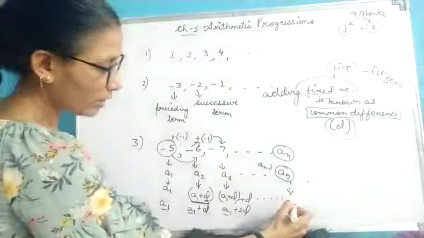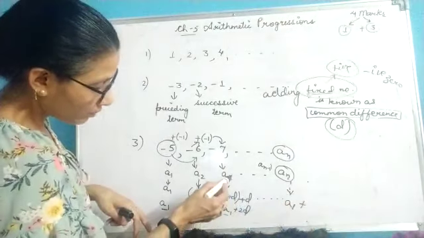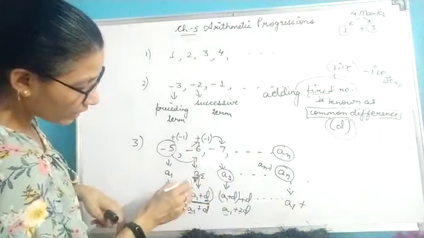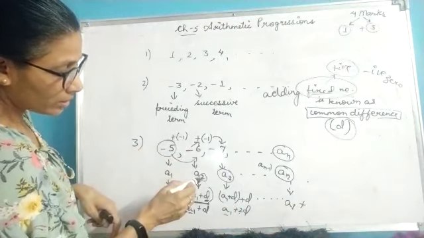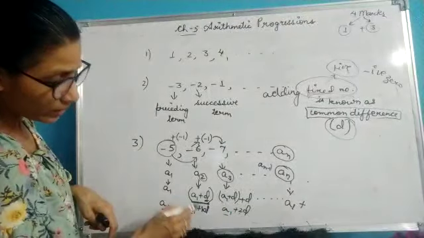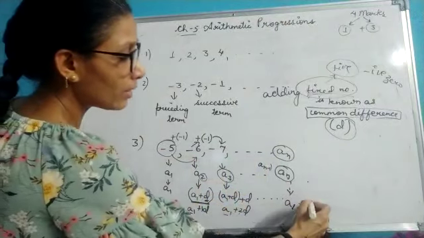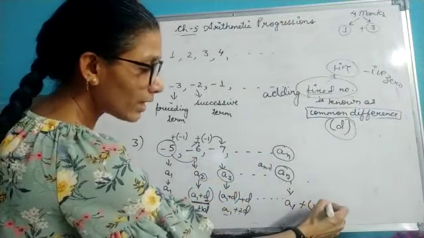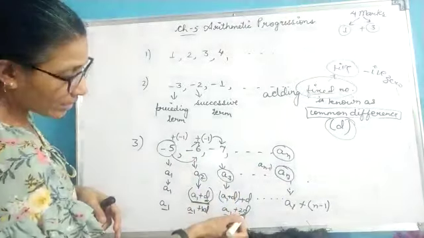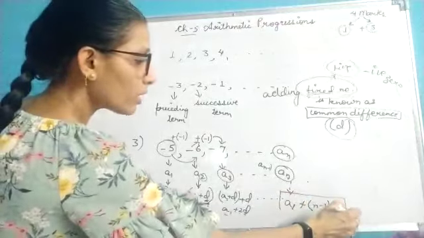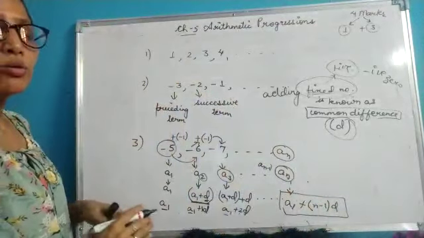So a1 plus, you see when I am calculating the third term I am writing 2 here. When I am calculating my second term I am writing 1 over here. That means when I calculate the nth term I will be taking 1 less than n, and then I write d over here. So this gives me the formula to find out the nth term.